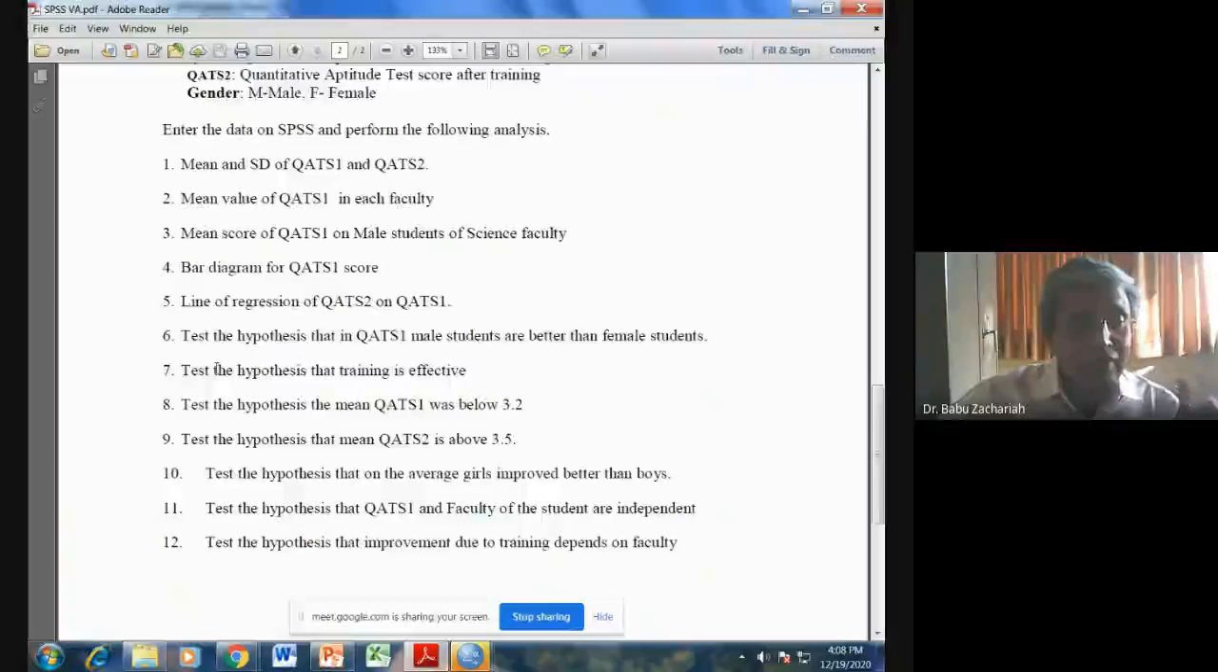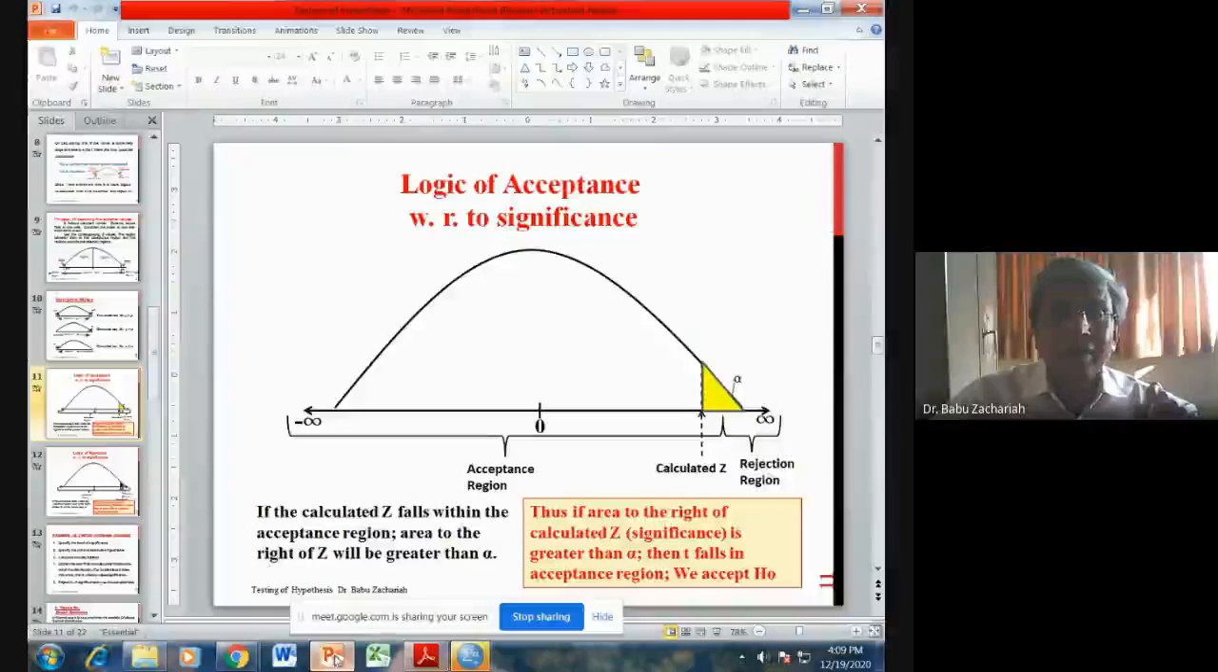Now the next question: does the hypothesis that in QATS1 male students are better than female students hold? So how to test that? Before we go there, for testing there's a slight difference in the procedure. We'll look at what we have learned last time.